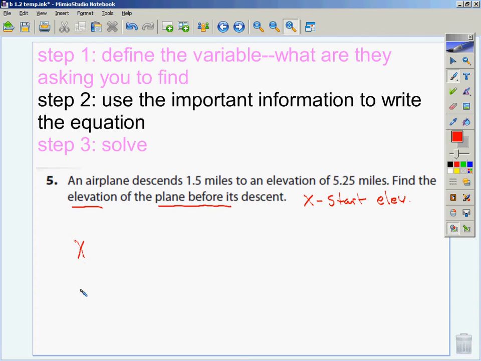If X is my start elevation, I'm going to write the X down. That's where I'm going to start. It says an airplane descends 1.5 miles. What does descend mean? Goes down. I'm subtracting. To an elevation of 5.25. So this must now be equal to what? 5.25. I define my variable. I use the important information to write the equation. What's left? Solve it. So I'm going to add 1.5 to both sides.